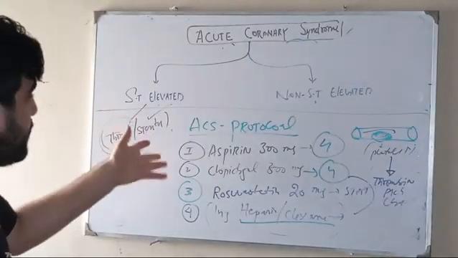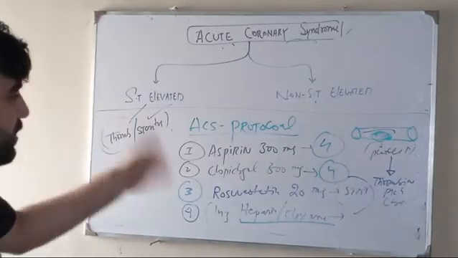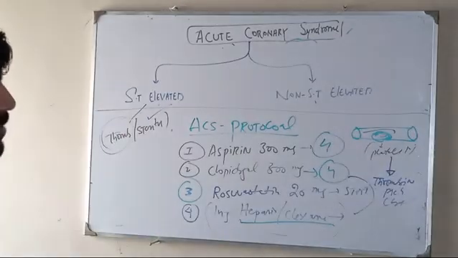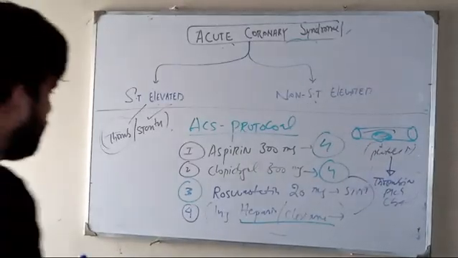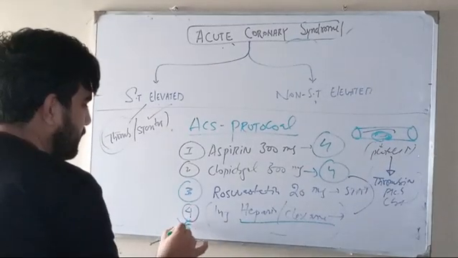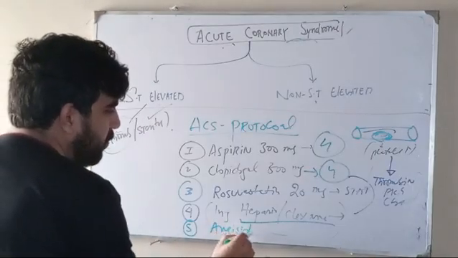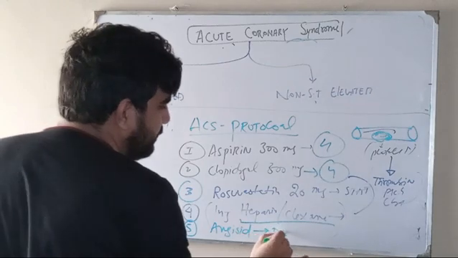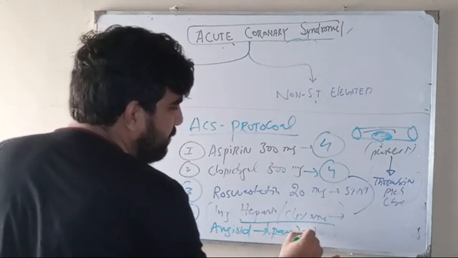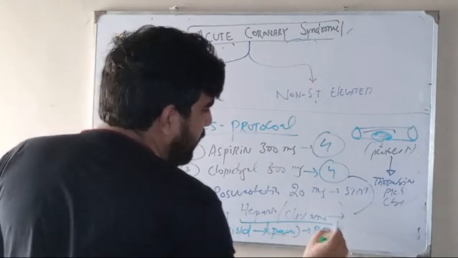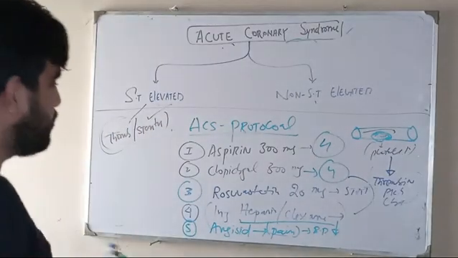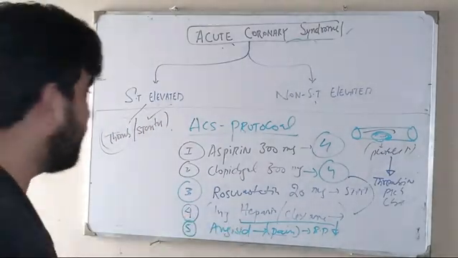But this is actually the ACS protocol, and you can give it in all patients in whom you suspect ACS. You give aspirin, you give clopidogrel, you give rosuvastatin, and you give heparin or clexane. You can also give the nitrate tablet, but that is only for pain. If the BP is low, don't give nitrates.